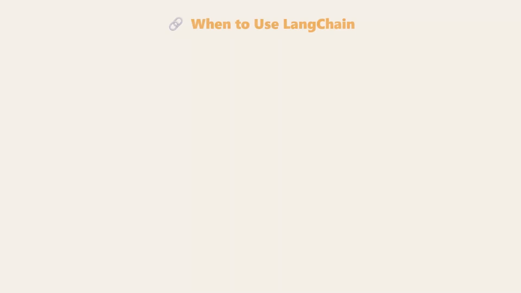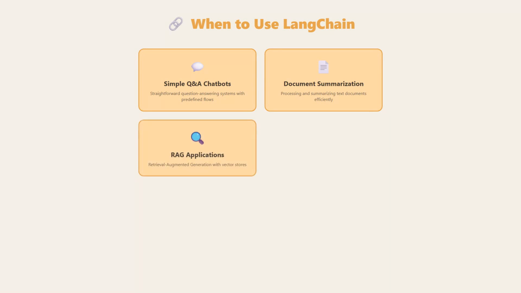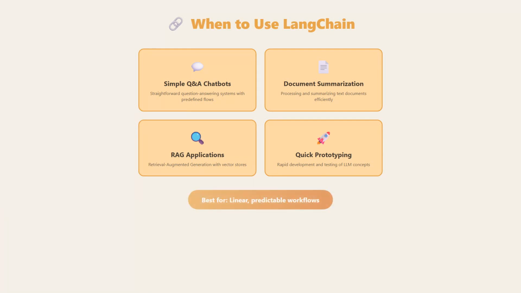So when should you reach for LangChain? Let's go through the ideal use cases. First, simple question and answer chatbots. If you're building a conversational interface that takes a question, looks up some information, and returns an answer, LangChain is perfect. The linear flow matches the straightforward nature of the task.